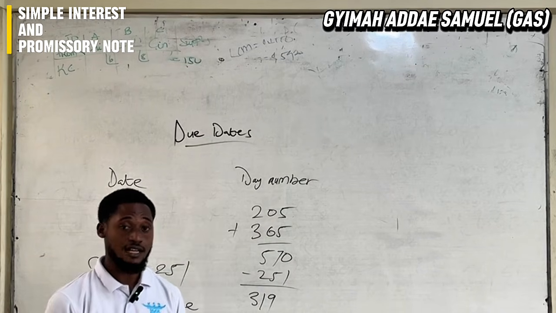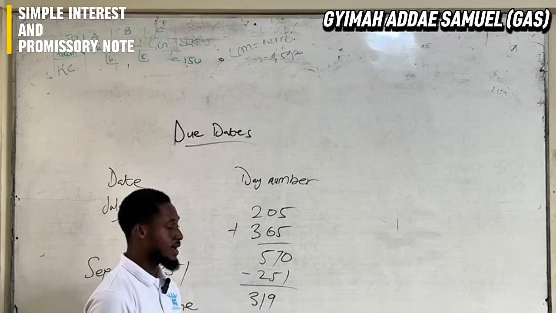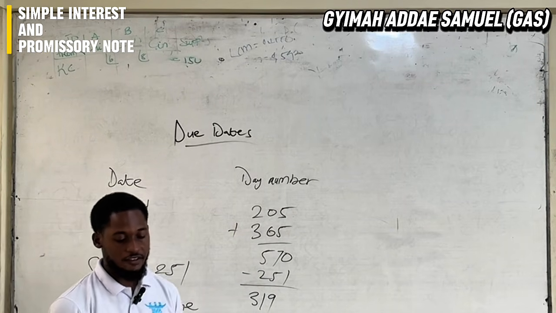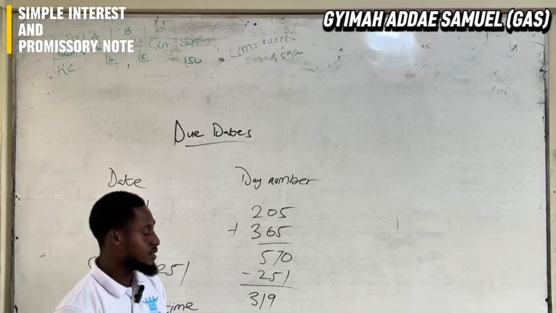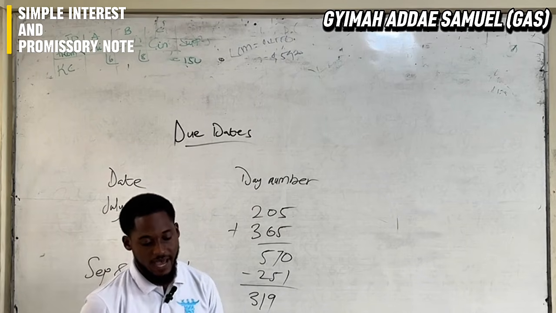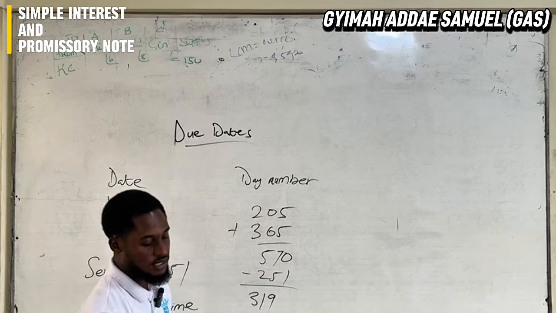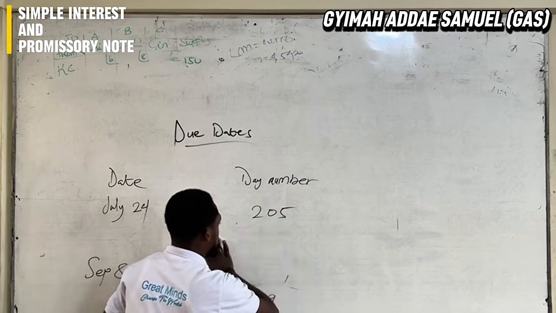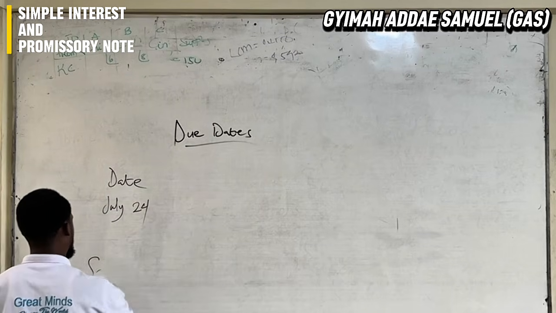So if the question asks you to compute exact simple interest, you divide this 319 by 365. And if it asks for ordinary simple interest, you divide this 319 by 360. We move on to approximate time and simple interest.